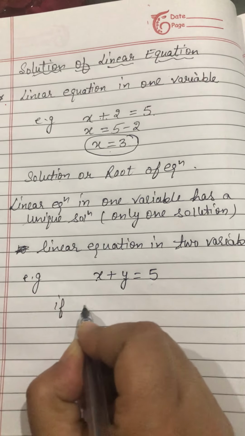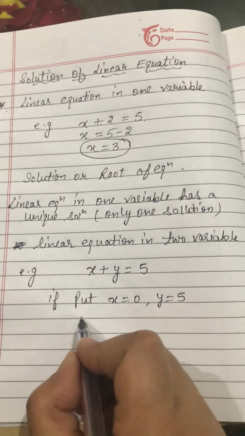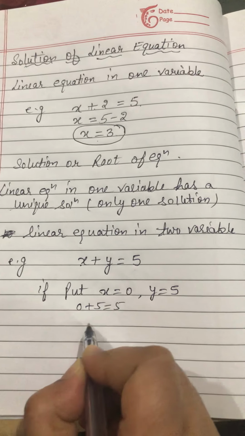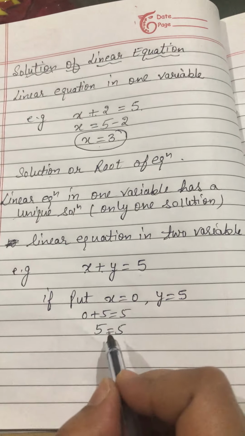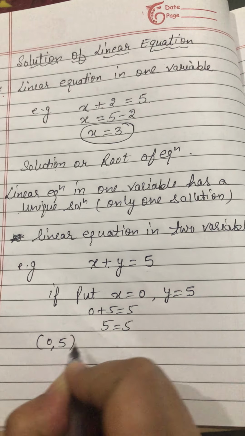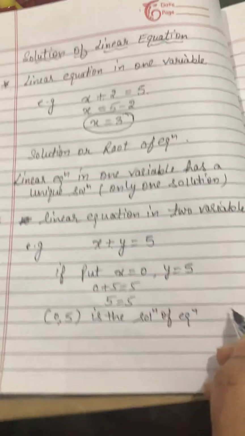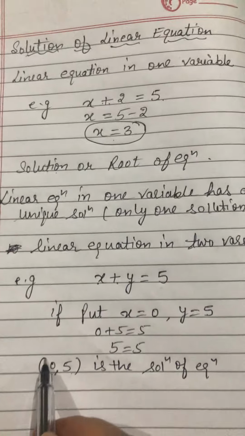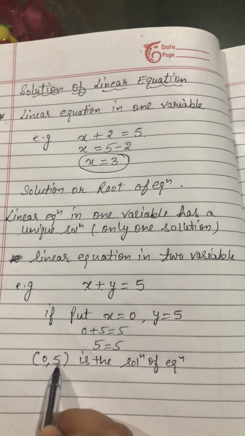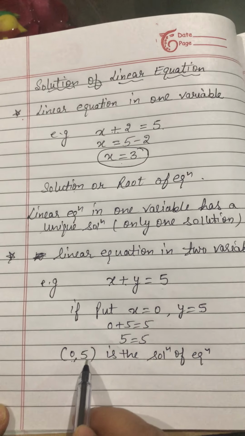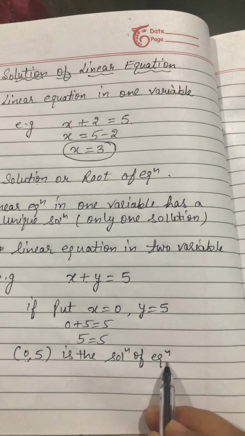If I put x equal to 0 and y equal to 5 in this equation, I get 0 plus 5 is equal to 5. So the values x equal to 0 and y equal to 5 will satisfy this equation. That is why 0 comma 5 is the solution of the equation. I have written it as an ordered pair. The first value is for x and the second value is for y. So this is how we can write the solution of an equation in ordered pair form. So 0 comma 5 is the solution of the equation.